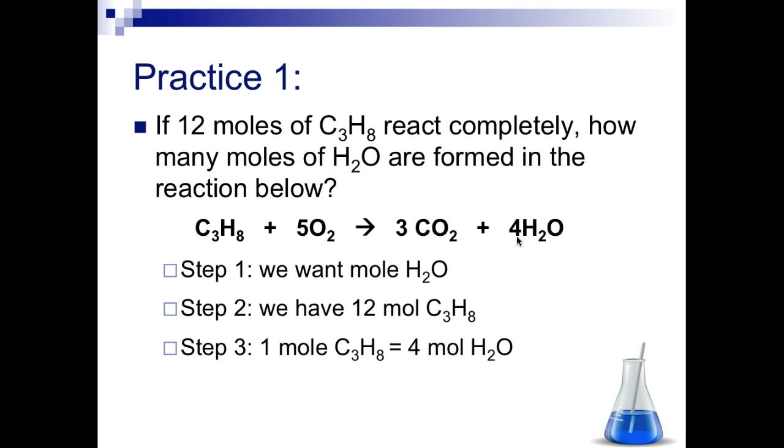Alright, let's look at this practice. If 12 moles of C3H8 react completely, how many moles of H2O are formed in the reaction below? So we have C3H8 plus 5O2 gives us 3CO2 plus 4H2O. So we want moles of water. We have 12 moles of C3H8, and we know based on our coefficients we have 1 C3H8 for every 4 moles of water. So how do we arrange this?